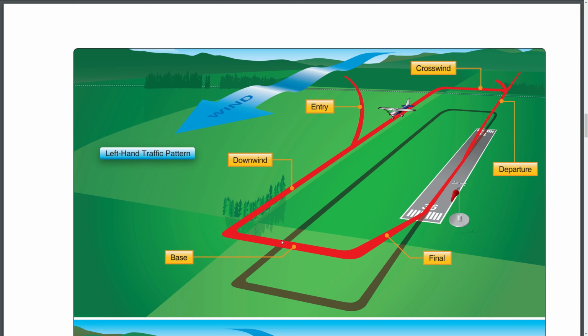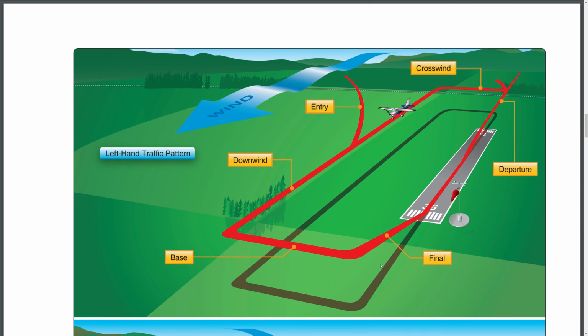So on base leg we will look to the right on the extended center line of the runway in case someone was flying straight in, or if somebody else is coming in from another direction onto final, we will have a chance to look out for them.